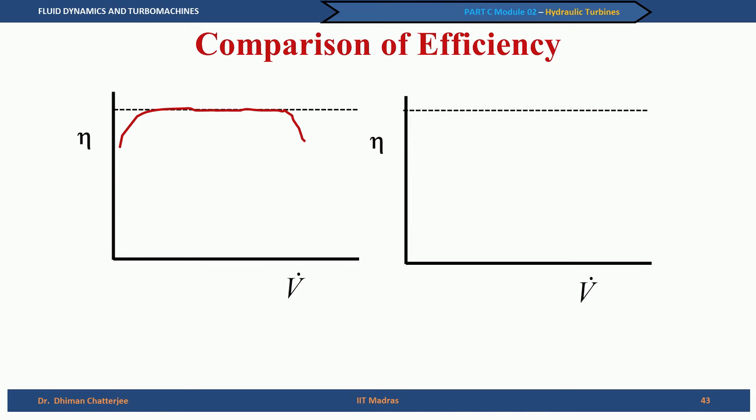Which type of turbine do we associate with such an efficiency characteristic and why? This is applicable for Pelton turbine. Why? Because let us recollect what we have learnt in the discussion of efficiencies. Efficiencies means it is intricately related with the losses. So, what are the losses we have talked about?